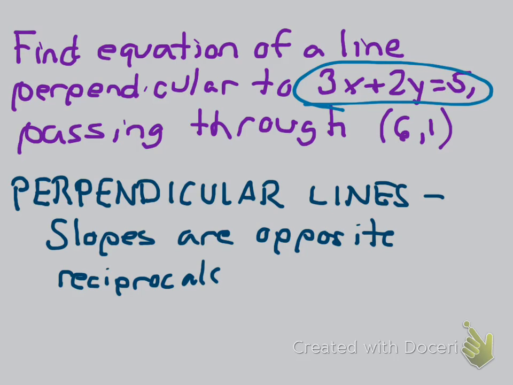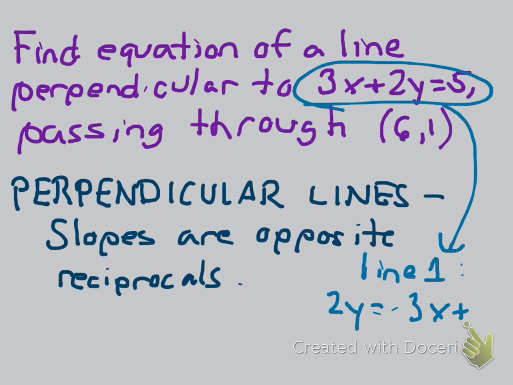It means we have to do two things. We'll have to change the sign of the slope, and we'll also have to flip it upside down to make it a reciprocal. So for this line here, I have to find its slope. Let's consider this as line number 1. There's a couple ways you can find the slope, and I suggest the easiest way will be to rewrite it as y equals. So I'm going to start by subtracting the 3x to the other side. I have 2y equals -3x plus 5, and then divide both sides by 2. So I have y equals -3/2 x plus 5/2.